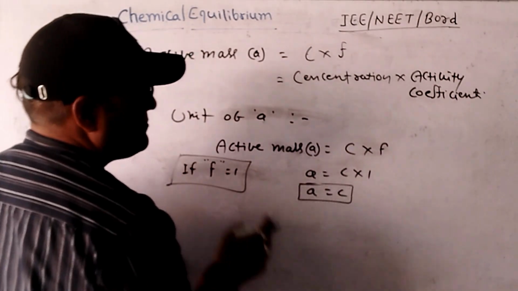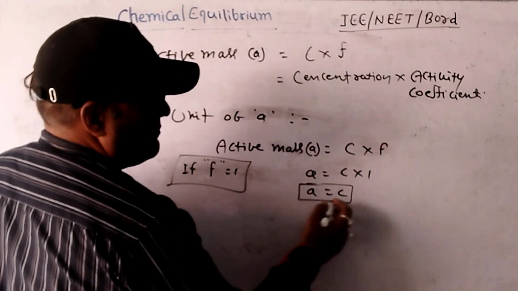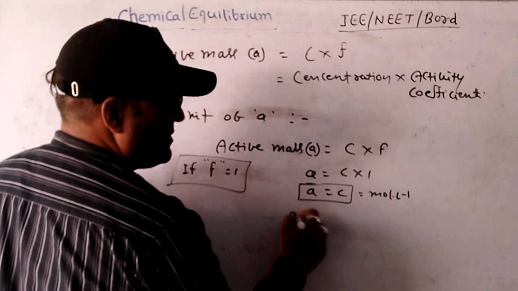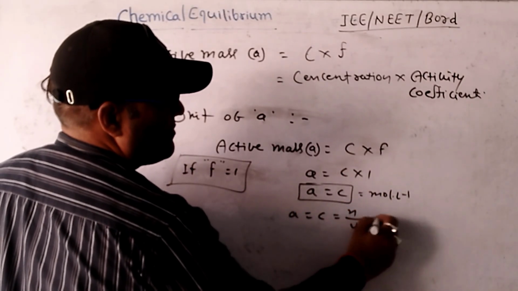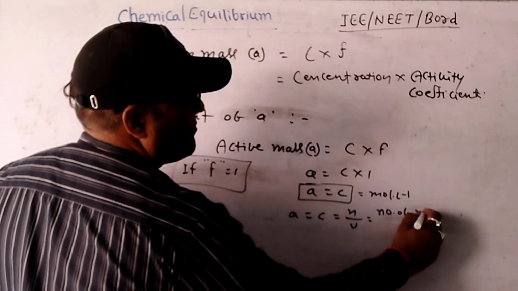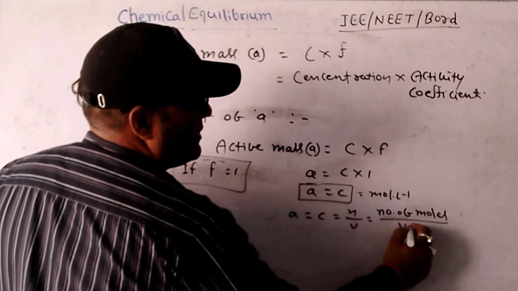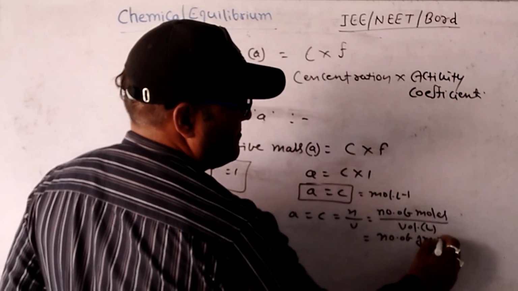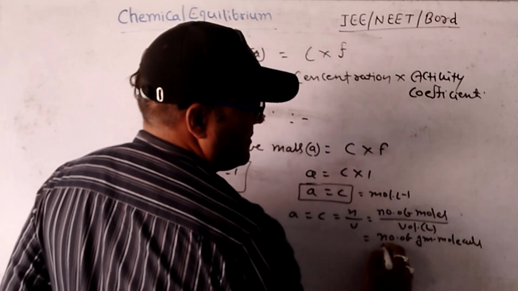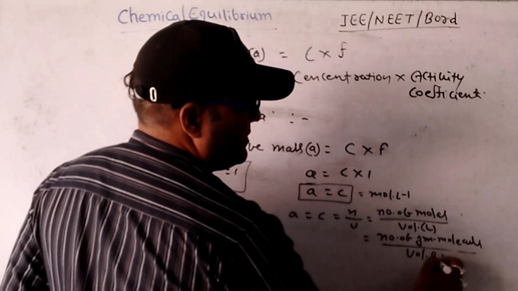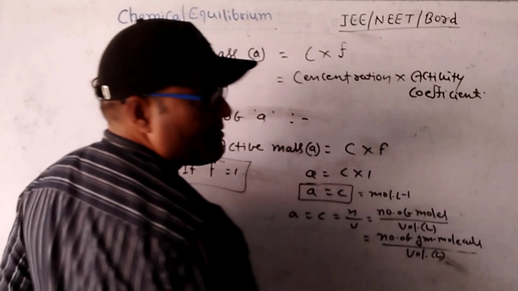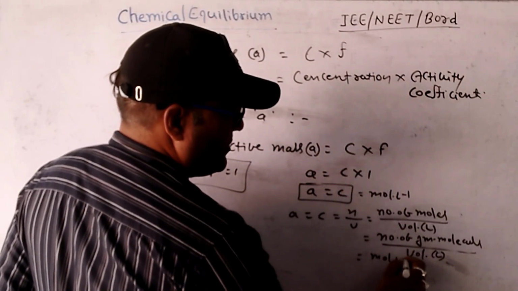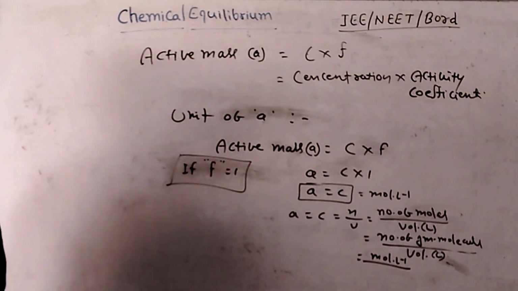Finally, once again, the unit of concentration is mole per liter. So finally the formula is A is equal to C is equal to n by V, number of moles of molecule, or number of gram molecules, divided by volume in liter. So the unit is mole per liter. You can take a screenshot.